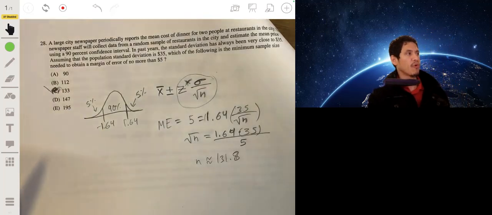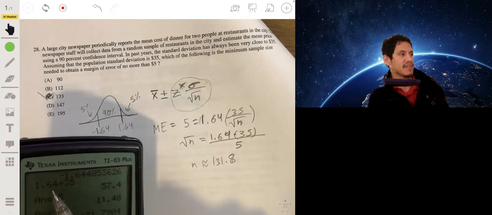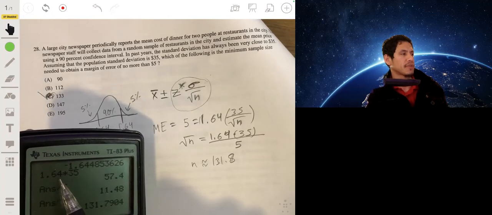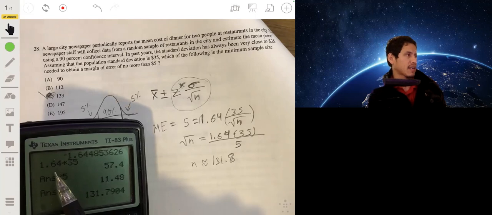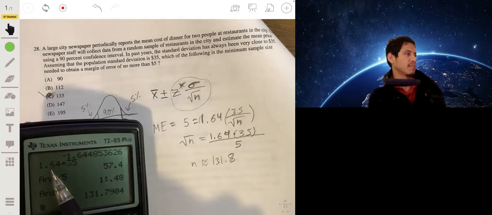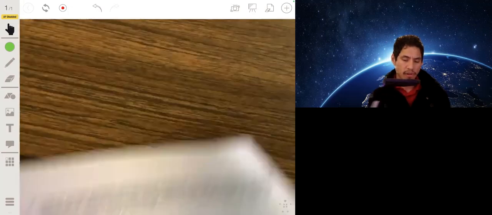I was over a unit off, probably because of the Z star. I didn't make this as accurate, so be careful that doesn't throw you off. I would be more precise. You could put something like 1.644, and you would get closer to that.